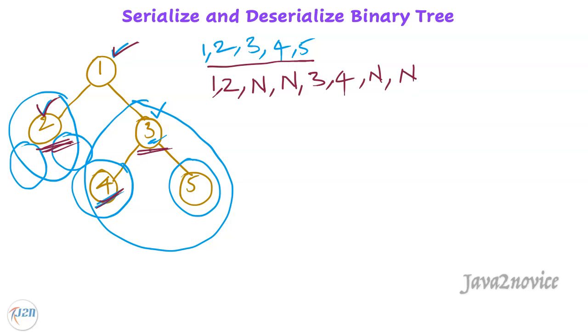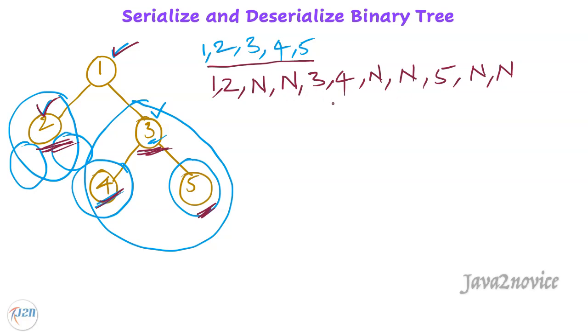Let's move to this node's right subtree, which is 5. 5 is again a leaf node. It does not have any children. We are done with generating this serialization string. Let's discuss how to construct the binary tree back using this serialized string.